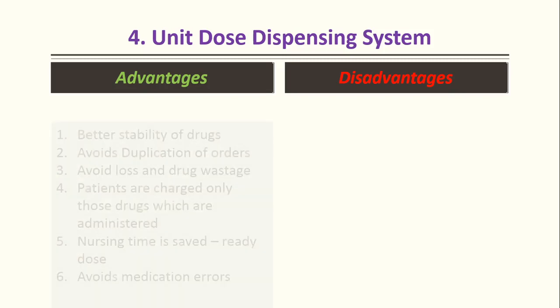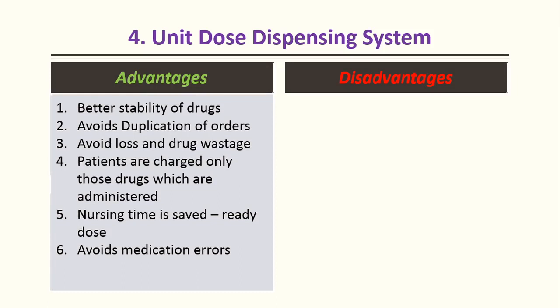Let's see the advantages first. With the help of this unit dose dispensing system, there will be better stability of the drug because there is a conversion of a bulk drug into a unit or multi-dose. So definitely there will be better stability of those particular drugs. It avoids duplication of orders. It also avoids loss and drug wastage because here the bulk drug is converted into a single or unit dose.